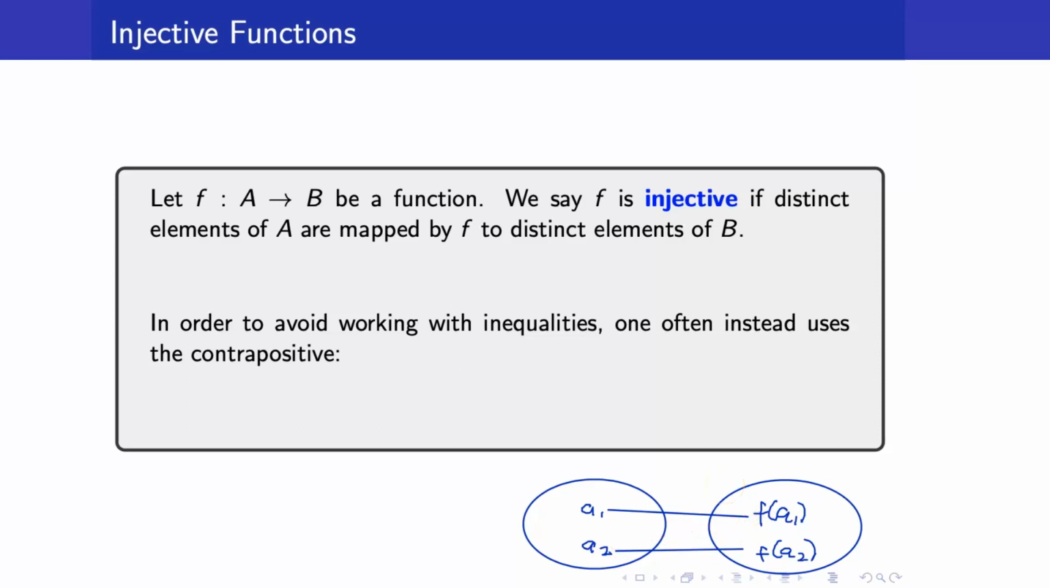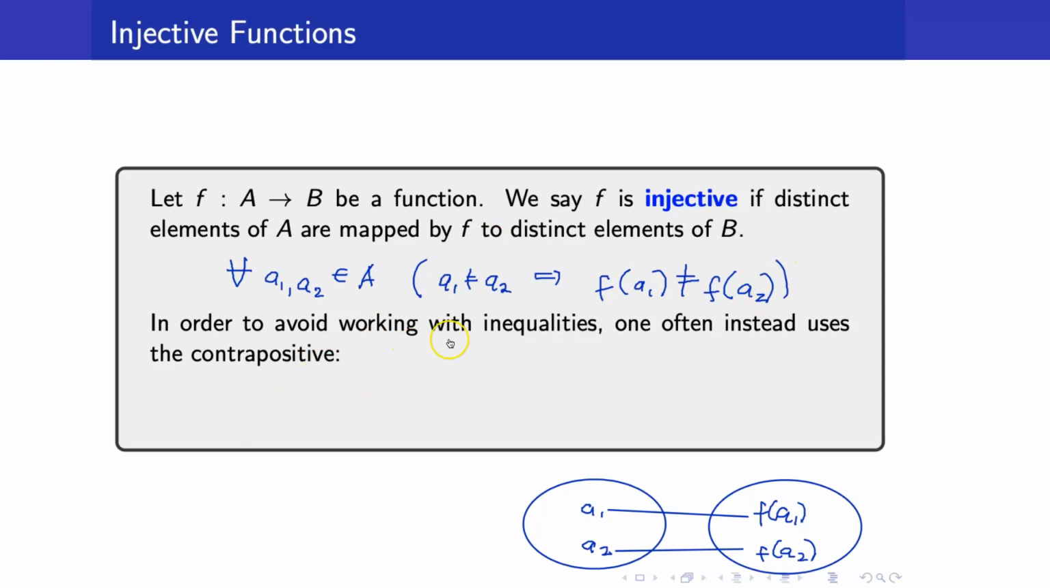So how do you write that symbolically? It's important that you write the definition of F being injective in symbolic form. This means that for every two elements in the domain such that they are distinct, then they should have different images. So F of A1 must not be the same as F of A2.